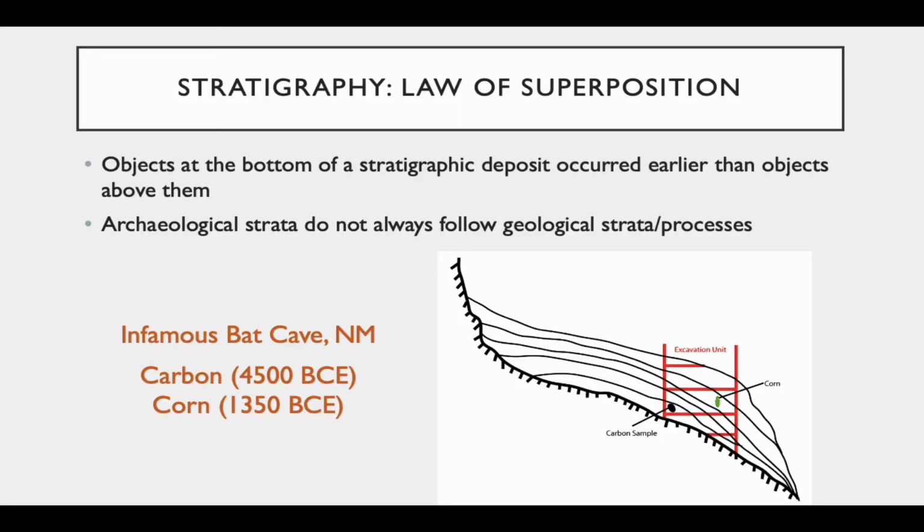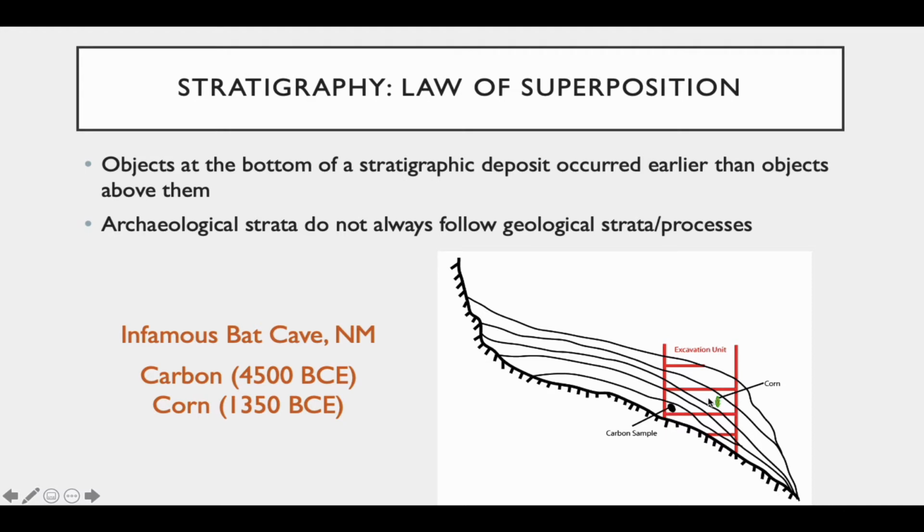The first of those then would be stratigraphy, and that brings us back to the law of superposition. It states that objects at the bottom of a stratigraphic deposit occurred earlier than objects above them. Well, archaeological strata do not always behave. They don't always follow that sort of geological strata or processes. So the example we're seeing here is a sequence of cave deposits, so sloping deposits downhill, that are causing some issues.